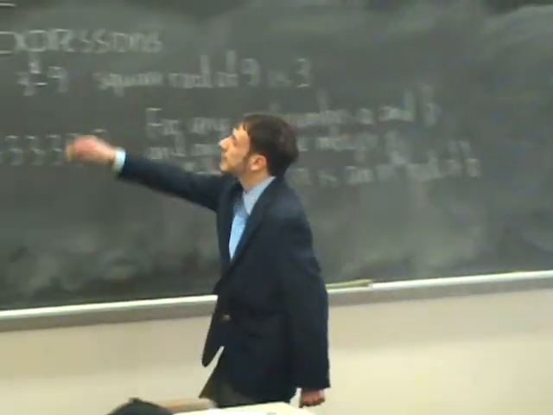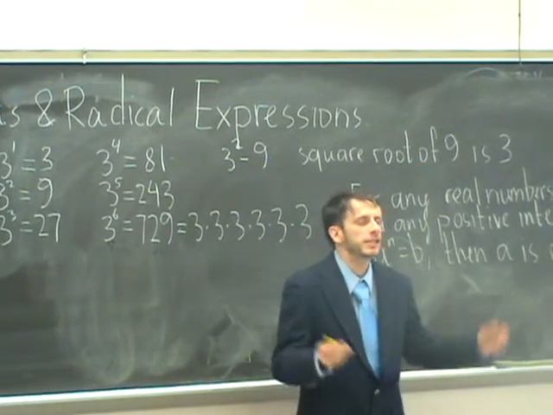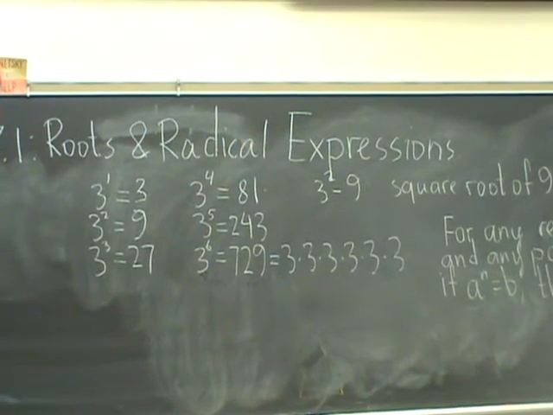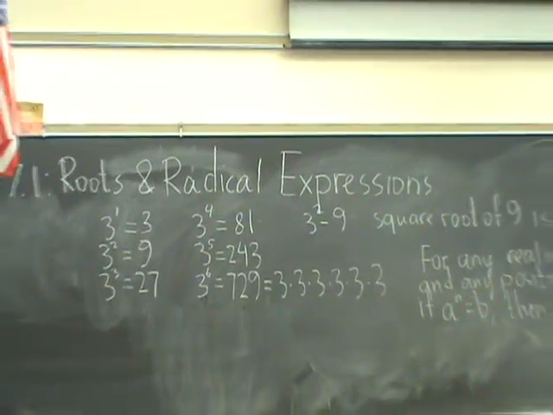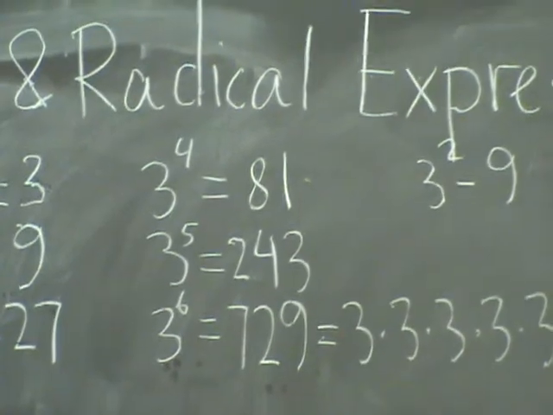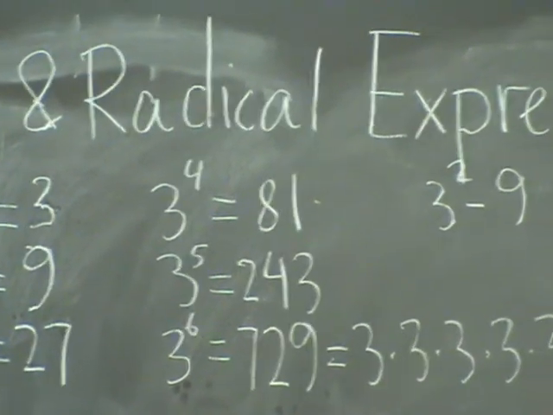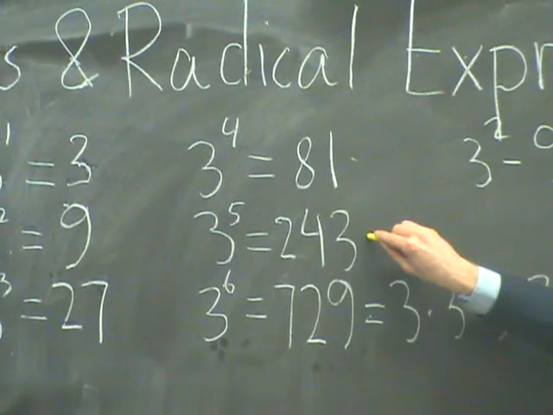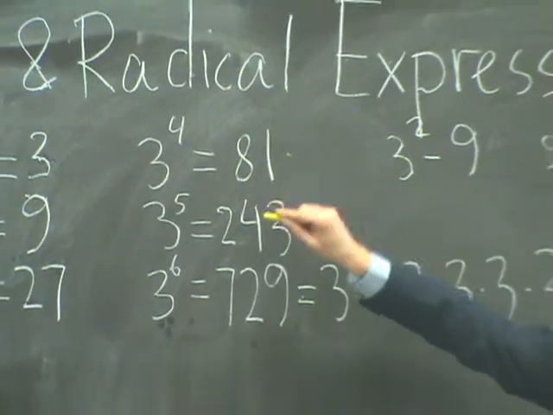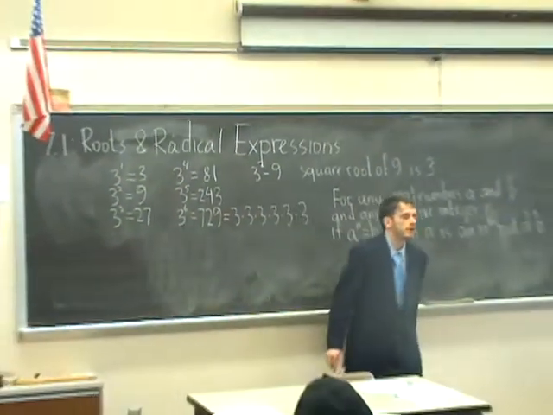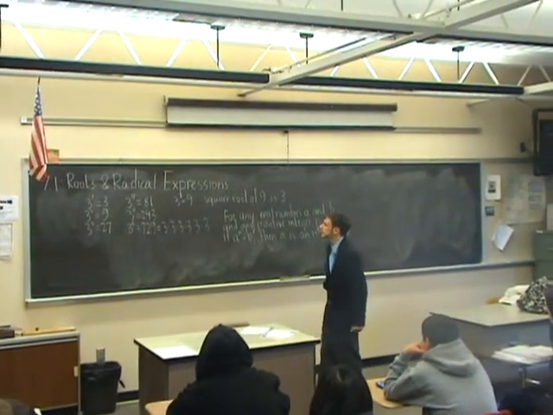Let's do another one. This one. Just say it out loud as a class. 81. Again, not talking about the cube root here, we're talking about the fourth. Fourth root of 81 is 3. You guys getting the hang and seeing the pattern? Now, for this one, what's it going to be? Very good. The fifth root of 243 is 3. And the last one?